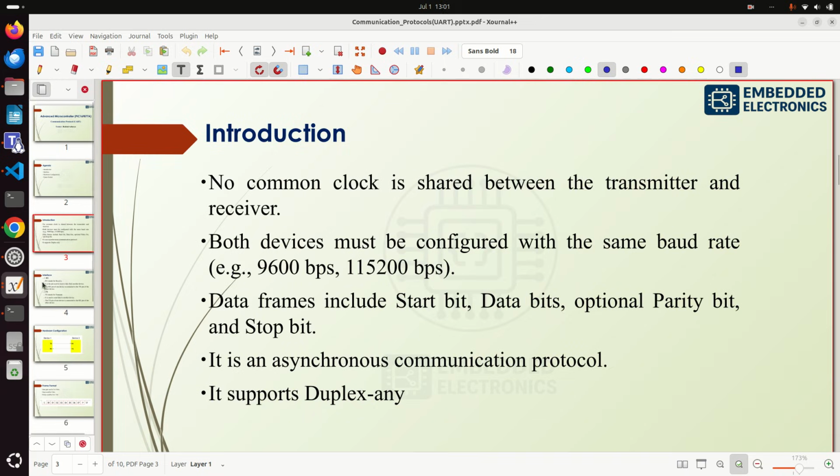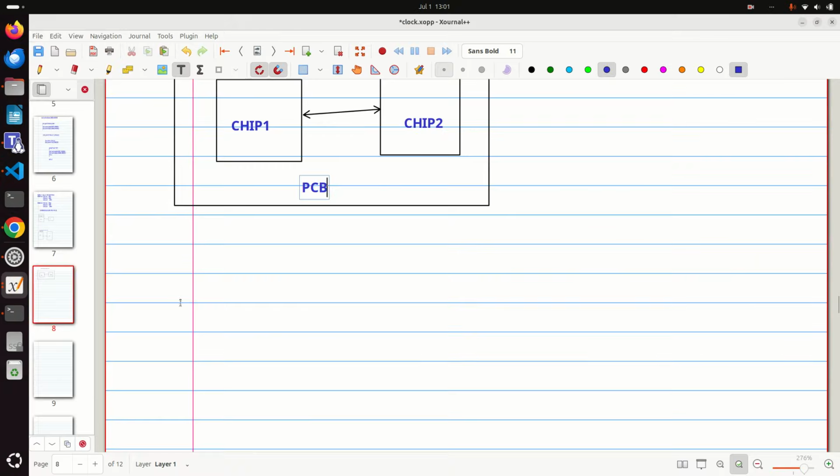One more protocol we have. UART means universal asynchronous receiver transmitter. One more type we have, that is USART, universal synchronous asynchronous receiver transmitter. By using this protocol we can communicate in both modes, synchronous and asynchronous, but only one mode at a time. So this is the USART protocol.